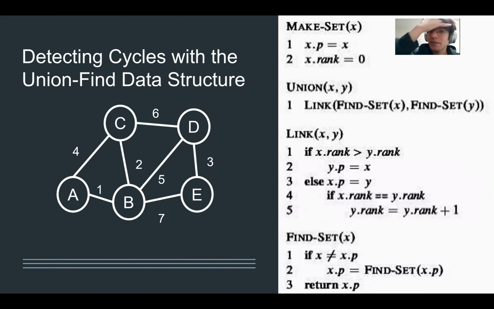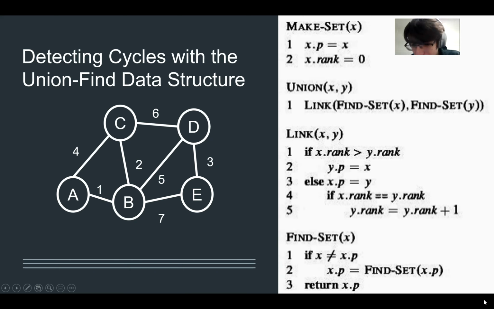But anyway, for make set, you set the rank to 0, you set the predecessor to X itself, right? And then for union, you're basically just linking together the find set of X and the find set of Y. And then we can put a link here too, right? A link is, you basically choose the one of larger rank and make it the predecessor of the other one. But if they're equal, then you increment the rank of one of them and then make the other one its child.